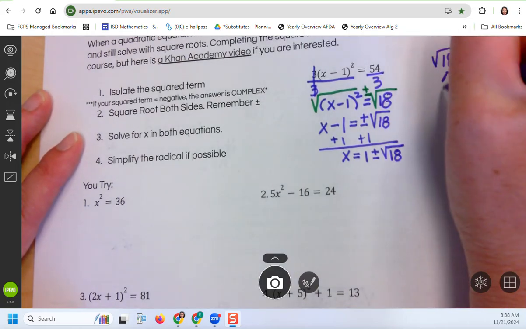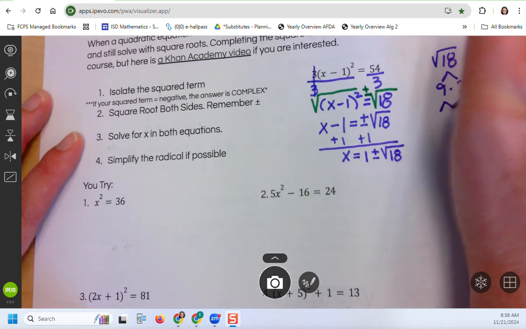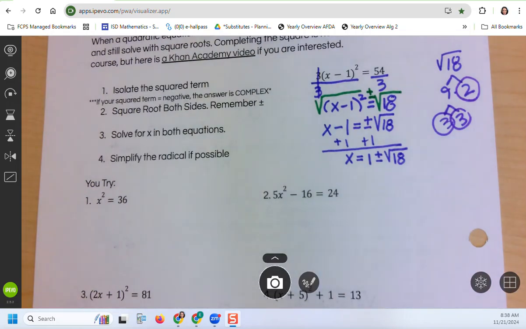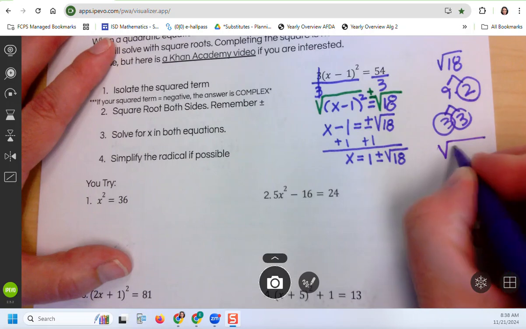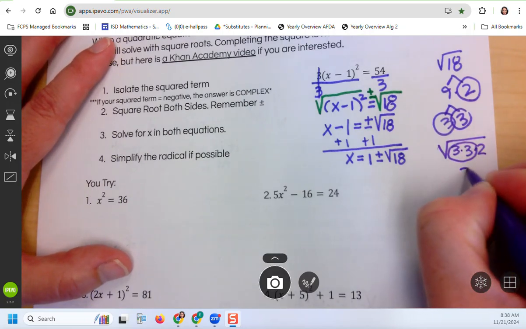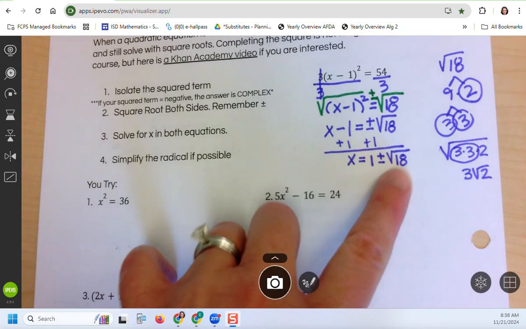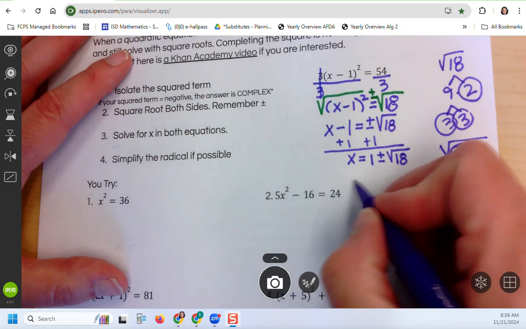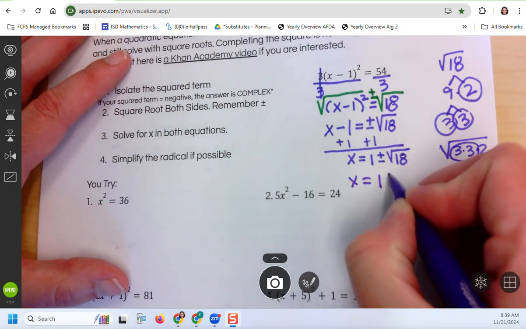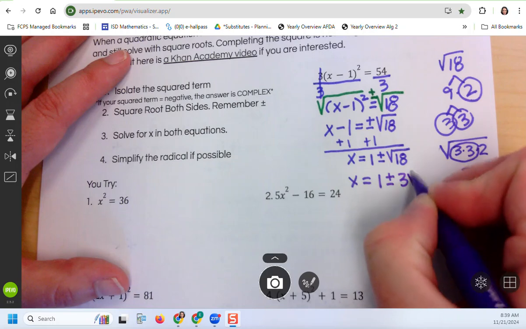So 18 could be 9 times 2. And 9 is 3 times 3. So those are my numbers. Square root 3 times 3 times 2. Those will come out, and so 3 root 2. So going back to our problem here, we're going to replace root 18 with 3 root 2. So x equals 1 plus or minus 3 root 2.